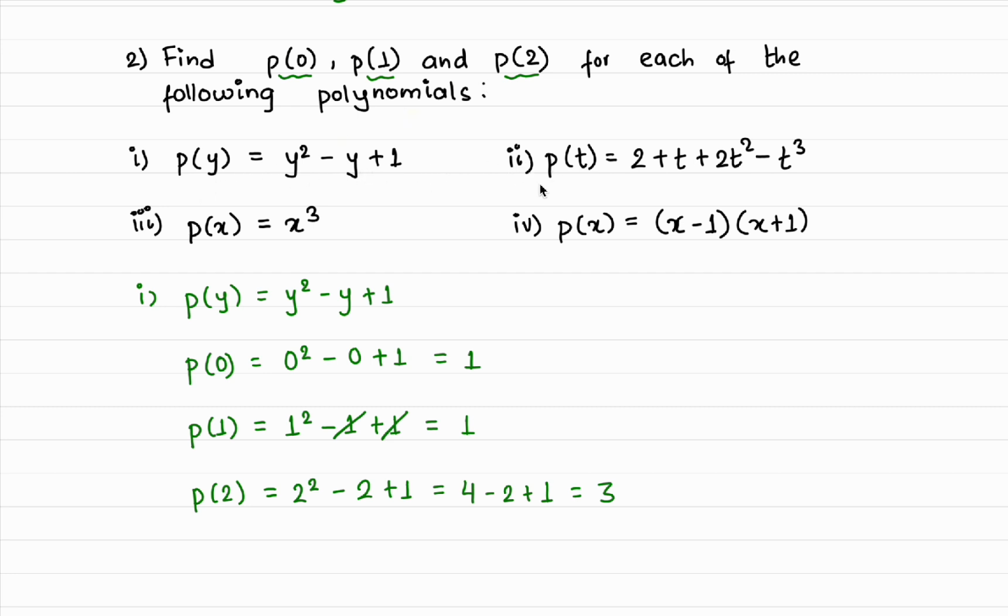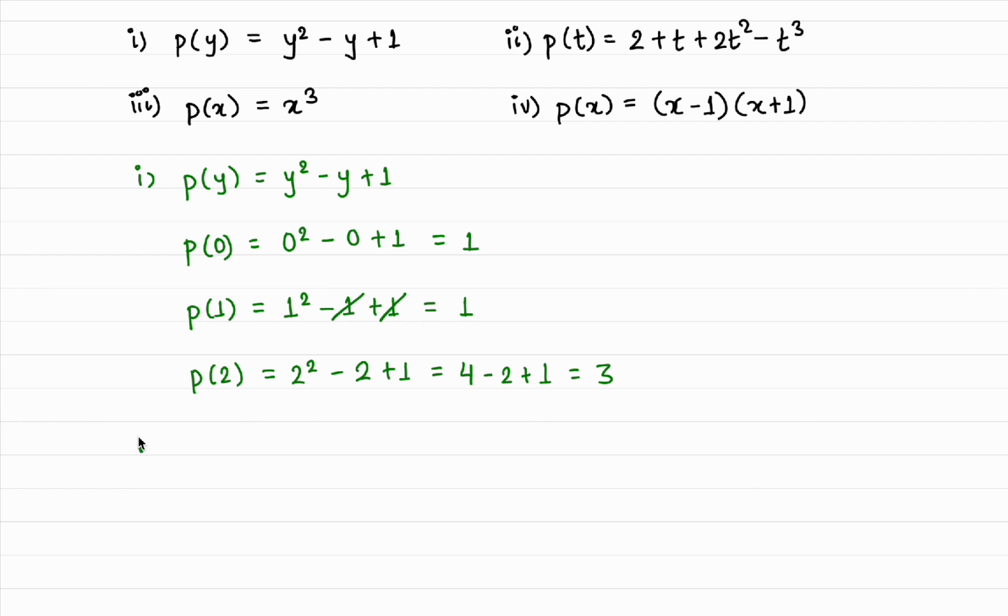So similarly, we can do the second question as well. Again, you can pause the video and try it yourself, and you can check the answer. So let's do the second one. Our second one is a polynomial in terms of t. So we have p(t) equals 2 plus t plus 2t square minus t cube.